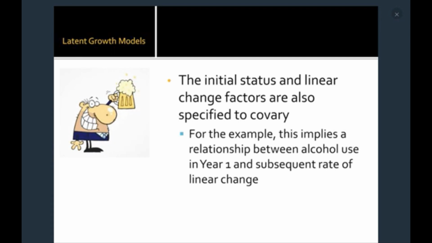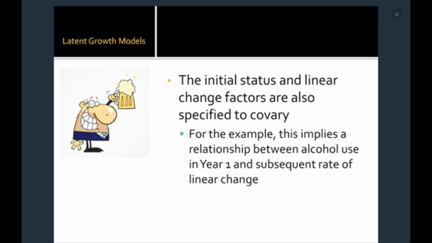So then you have to think about this covariance here. As a possibility, we might have initial status and linear change covarying or correlating as part of our hypothesis. What that would mean in this case is that the more alcohol use you have in year 1 is going to cause you to grow faster over time, because a faster growth is a larger value for that linear change. So an adolescent who has a higher baseline level of alcohol use at the beginning might increase faster. And if that is hypothesized to be true, then we add in a covariance there.